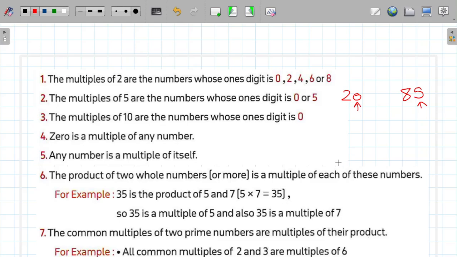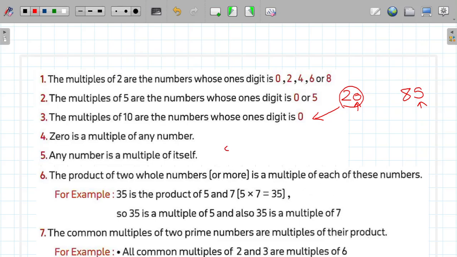Okay, the multiples of 10 are the numbers whose one's digit is 0. So I can say here 20 is a multiple of 10 too. And we told you before that 0 is a multiple of any number. So I can say 0 is a multiple of 1, of 2, of 3, of 4, of 5, of 6, of any number. And I can say also that any number is a multiple of itself.